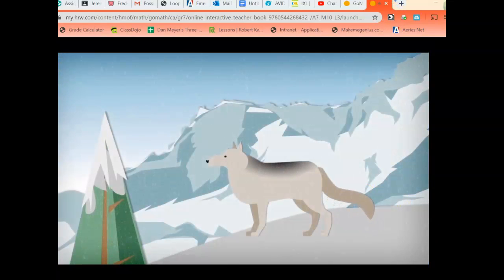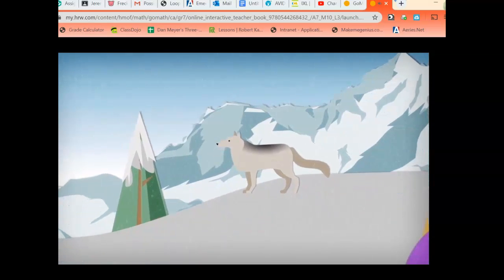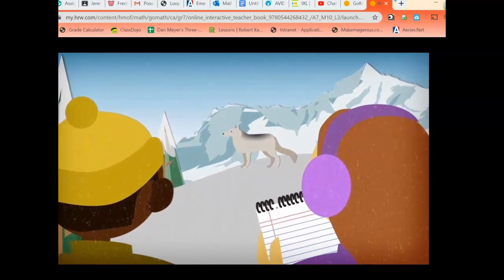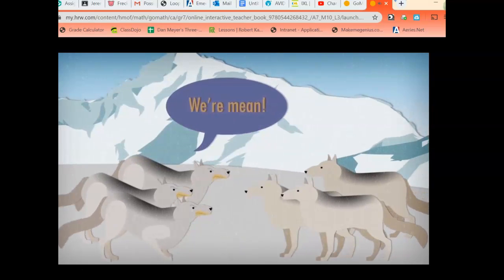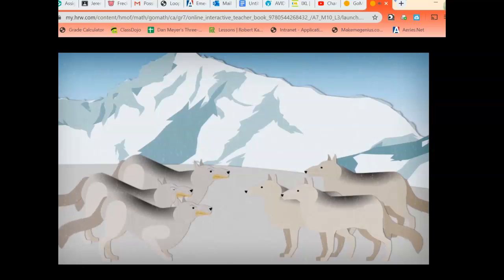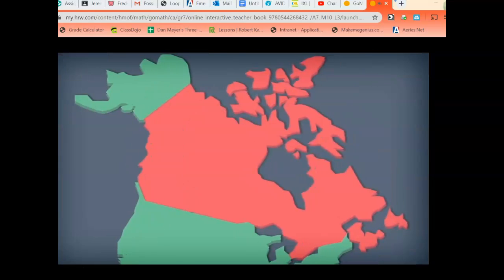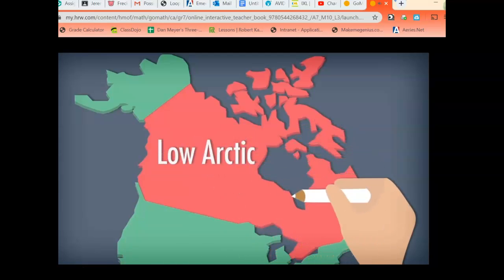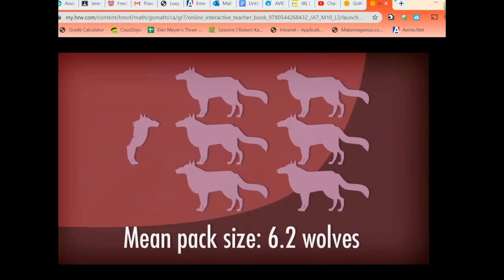Did you know that although Arctic wolves can survive in the toughest conditions, still, they're an endangered species? Let's say you're part of a research team gathering data on Arctic wolves. The mean pack size is an important characteristic of any wolf population. This doesn't have anything to do with how friendly the wolves are, or not. We're talking about averages. First, you collect data about a Canadian wolf population in a region called the Low Arctic. You find that the mean pack size is 6 2/10 wolves, with a mean absolute deviation of 1 3/10.